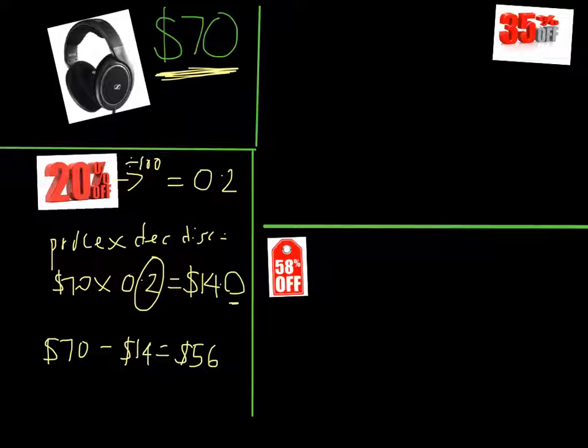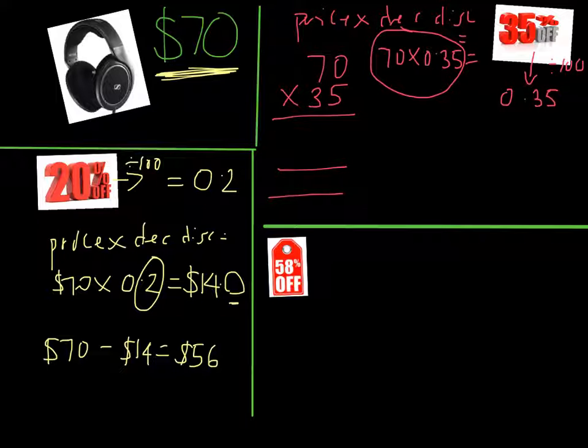Let's do the same with a 35% off. We need to turn that into a decimal by dividing that by 100, which is going to be equal to 0.35. Same theory, price times the decimal discount will give us our discounted amount. As you can see that I've set out now, our price is $70, and I'm multiplying that by the decimal discount of 0.35 for our 35% off.